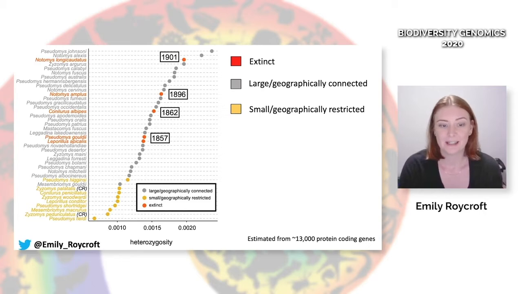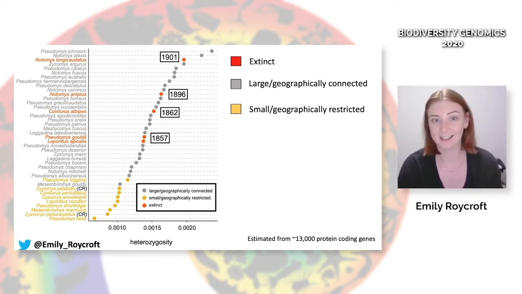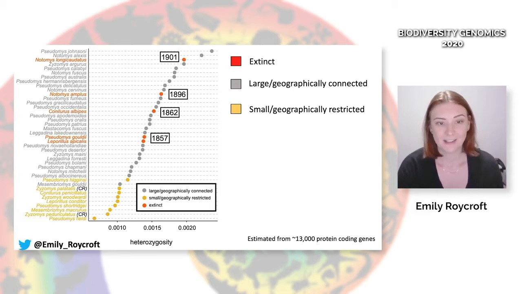So what I'm showing here is the average heterozygosity calculated using genomic data, in this case whole exome data, from all species of native Australian rodents. The grey points are currently living species that are in large, relatively stable populations. The gold dots are living species that are in small or geographically restricted populations, and some of these are critically endangered species. And the red dots that you can see there are the extinct species.